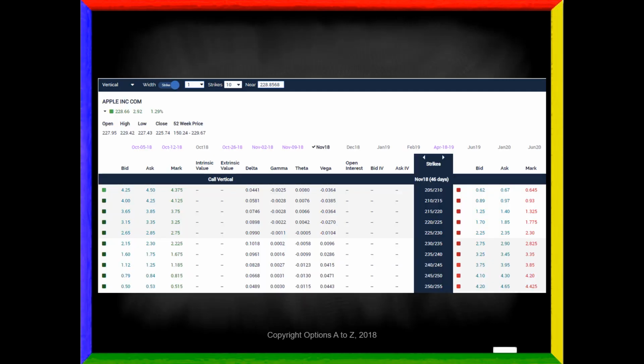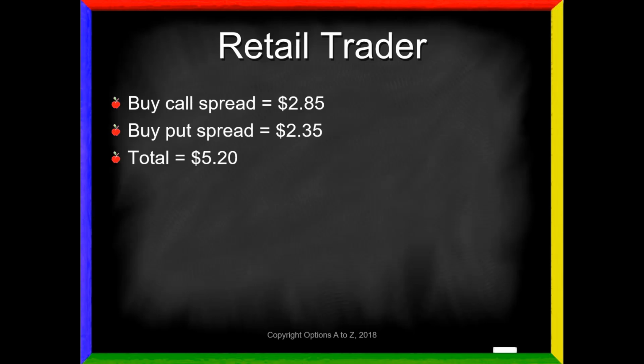So as a retail trader, for the 225-230 vertical call spread, we would typically look at the asking price because that represents a seller. Usually the market maker, not always, but it's definitely a seller. So if we wanted to buy that spread, we would look at this price right here for 2.85. And we could buy that call spread. What's it going to cost to buy the 225-230 put spread? Look directly across the board. Asking price is 2.35. That means that we, as retail traders, are going to be paying 2.85 and 2.35 for those two legs, and therefore $5.20 for something that's only worth $5.